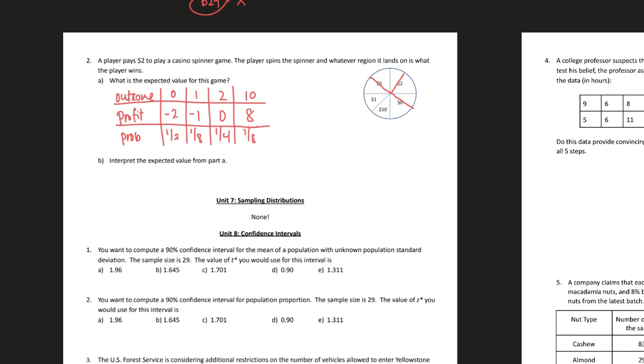So now to find the expected value, remember the way that you calculate it is you multiply the profit times the probability. So it's going to be -2 times 1/2 plus -1 times 1/8 plus 0 times 1/4 plus 8 times 1/8. So you're going to multiply the profit times the probability for every outcome and add those all together, and that gives you -0.125. So that expected value interpreted is, if you played this game many times, you will lose $0.125 per game, so about 13 cents per game.